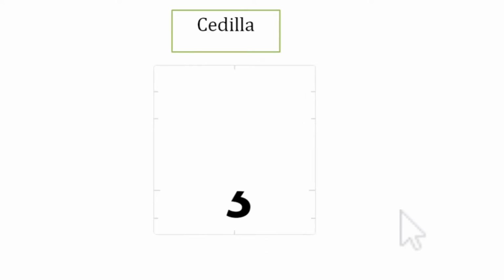Next is cedilla. It is called cedilla. It is a mark written under the letter C, especially in the French language, to show that it is pronounced like S rather than K. When you see this mark in French under any letter, that letter will carry the pronunciation of S, not K.